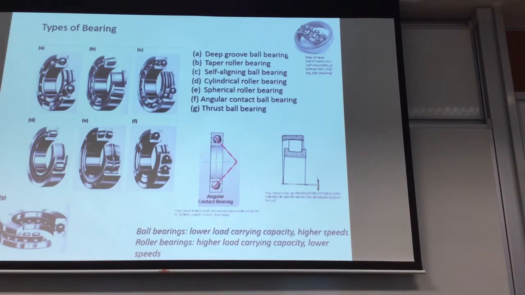You may also have an angular contact ball bearing. If you look at this, the top surface is almost parallel to the bottom surface. With your angular contact ball bearing, it looks something like this. Your ball is seated between two surfaces that are diagonal to each other.